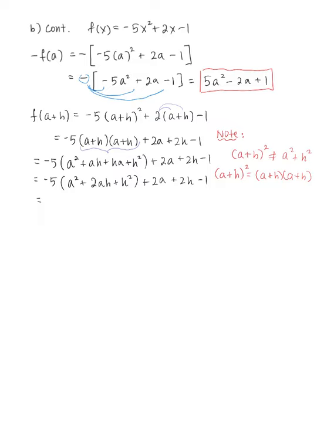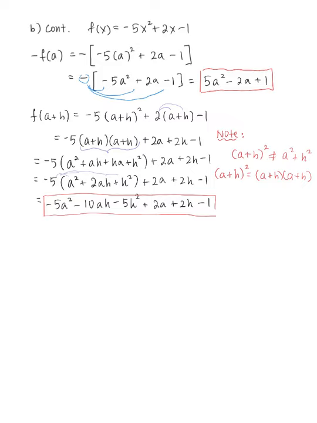Now let's distribute the negative 5 to each term. Then you're going to have negative 5a squared minus 10ah minus 5h squared plus 2a plus 2h minus 1. Now do we have any like terms here? You've got a squared, ah, h squared, ah, and a constant. Nope. So this long thing is going to be our answer. How did you guys do on this one? Hopefully you're getting it. Do you want to do another one just for the heck of it? Why not?